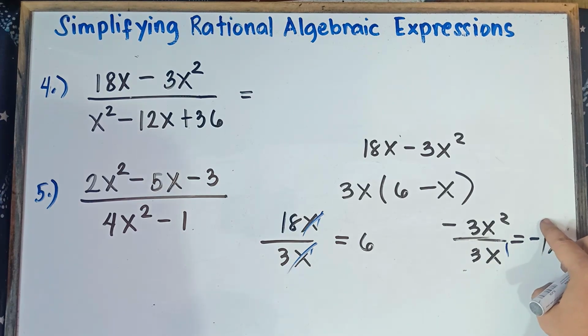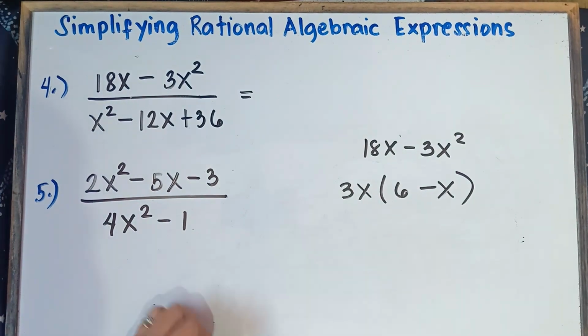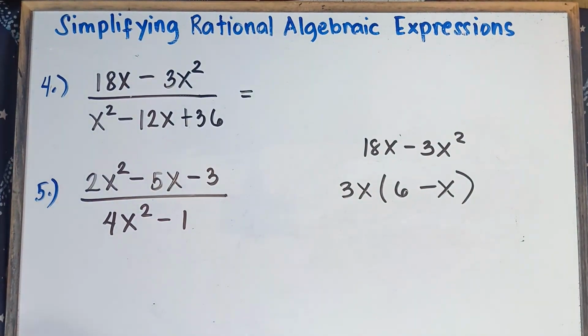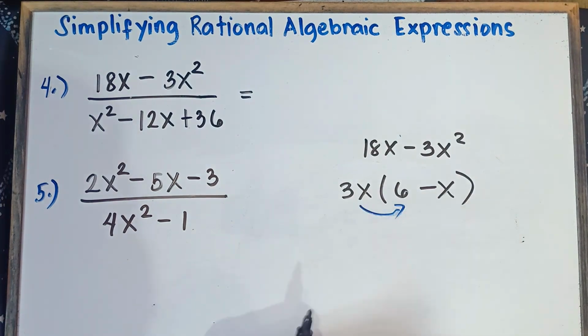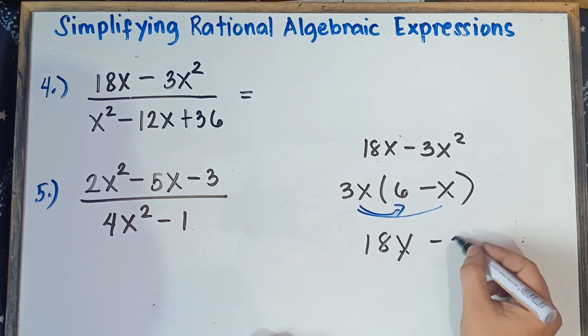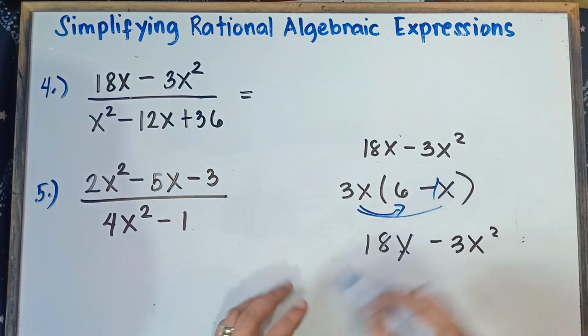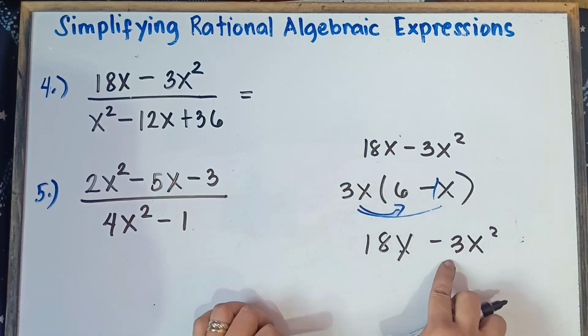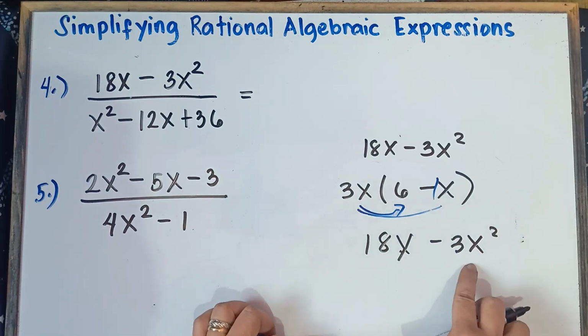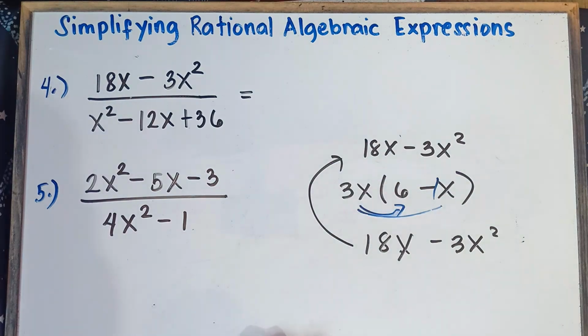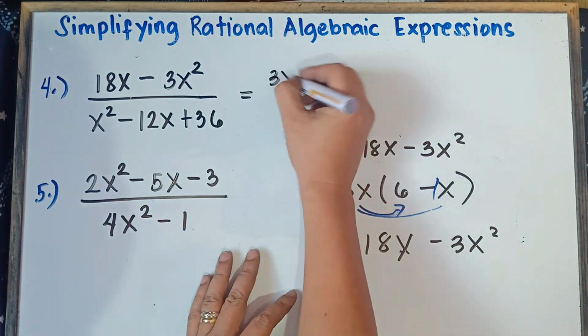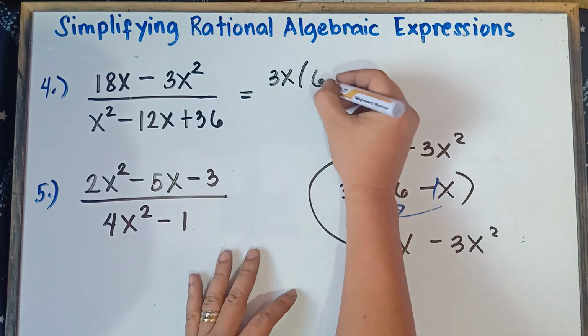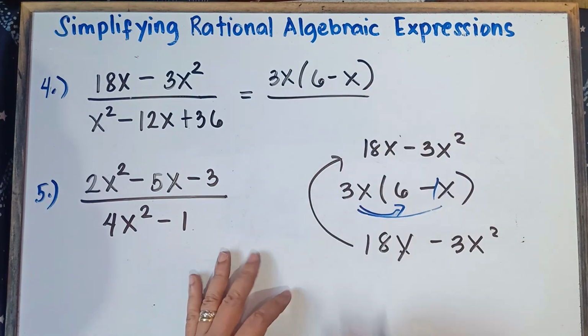So we can erase 1 here, understood that there's 1 here, so that would be negative x. You can always double check your answer by distributive property. 3x times 6, that would be 18x. 3x times negative x, that would be negative 3x squared. Understood that there's 1 here. 3 times negative 1, that would be negative 3. X times x, that would be x squared. Yup, you factor it out correctly. So this will be 3x, open parenthesis, 6 minus x, close parenthesis.